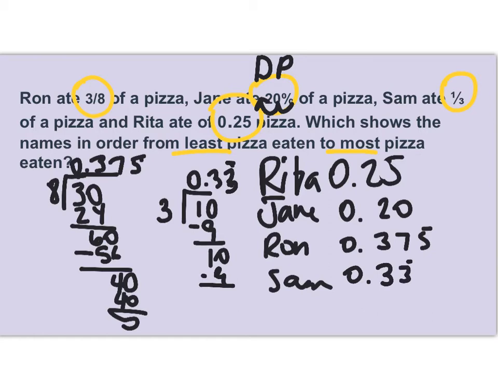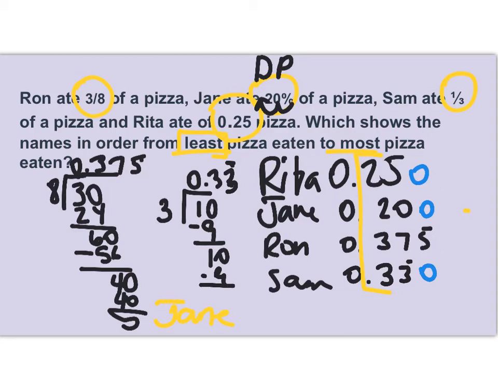Once again, I'm going to add those trailing zeros because it makes it much easier to compare when I have the same number of digits behind the decimal. So now when I'm looking at it, remember I want to go from least to the most. So who had the least amount of pizza eaten? Out of these numbers, it would be Jane. So I'm going to write Jane's name down.